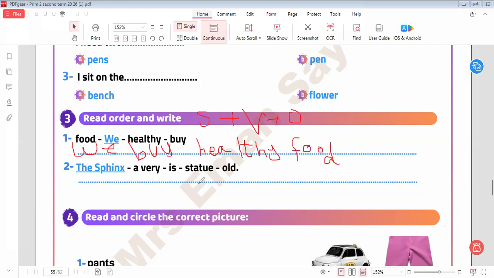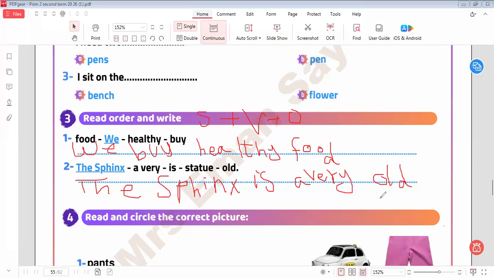The next one, it will be here the Sphinx. So I start the sentence by the Sphinx. The Sphinx here is the subject. The Sphinx is a very old statue. Okay, is a very old statue. Okay, let's go to another one here.